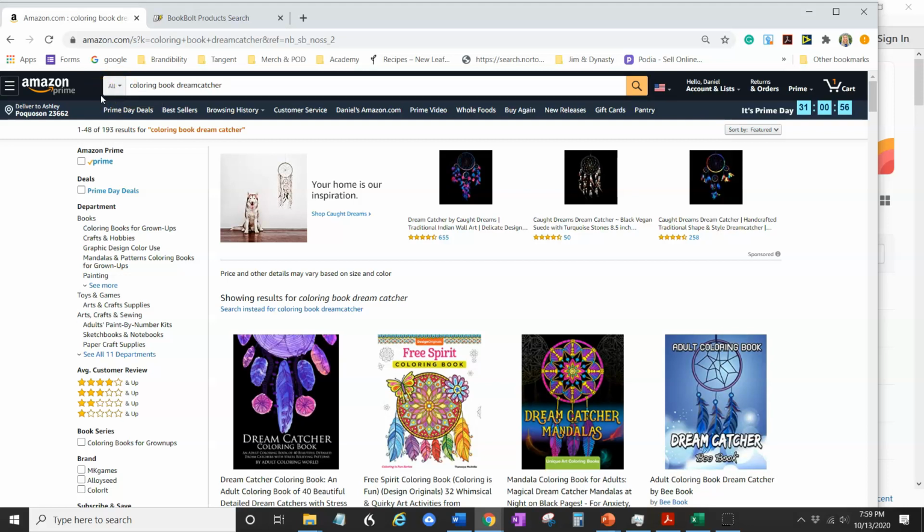Now, I always do mine in all. And honestly, the reason is because how many of you actually go into the book category when you're looking for something, or a specific category, to actually find it? No, usually you don't. You just type in all, and then Amazon gets there because you wrote coloring book. So it's going to automatically push you towards the book items because that's what people want if they wrote coloring book. And Amazon's smart enough to know that. So you can do either.